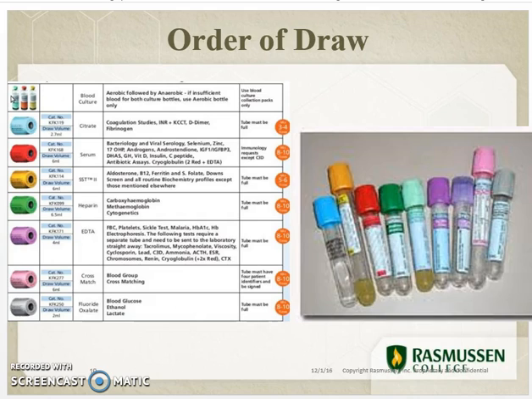So in any of the methods that we just talked about, it's important that you understand the order of draw. The reason that the order of draw is so important is because it helps to keep bacteria or skin infections from mixing with other additives. So really what that means is we want to avoid cross-contamination. As you can see here, we have the rainbow of tubes, and it starts from the light blue top tube, and it will go all the way to your gray top tube at the bottom.